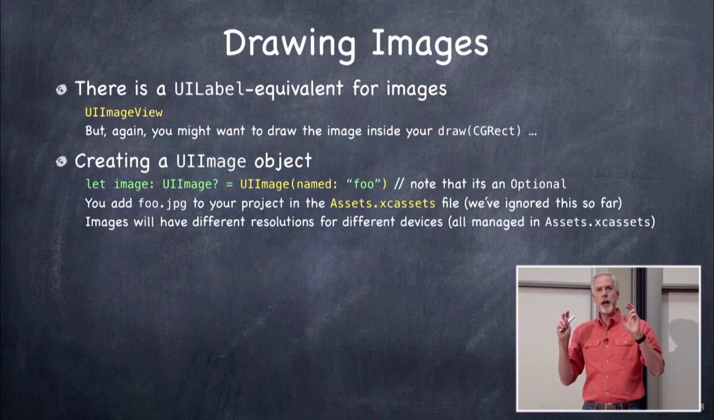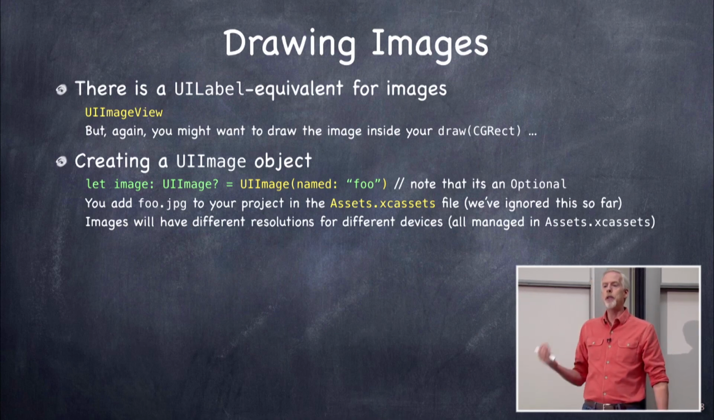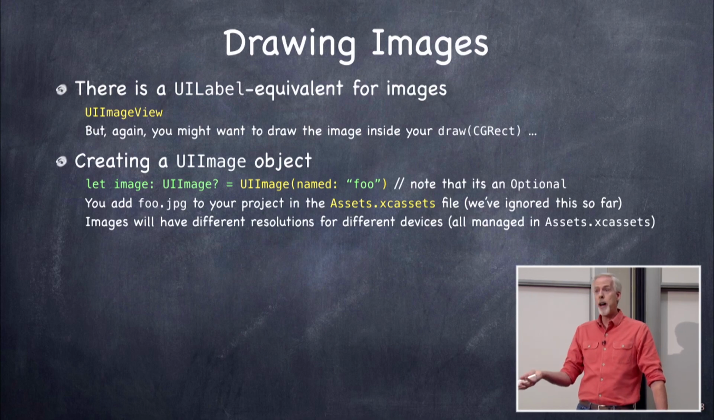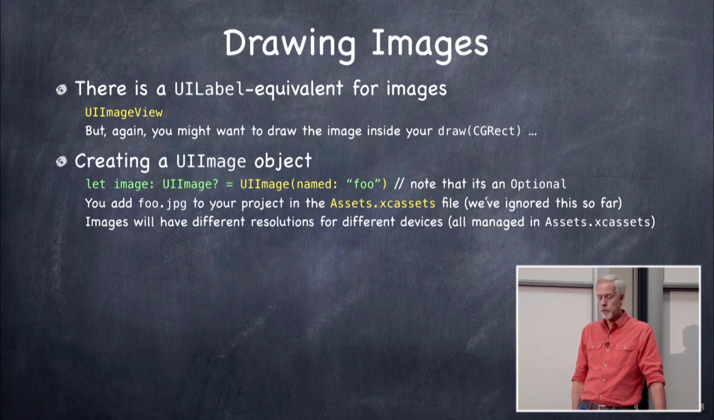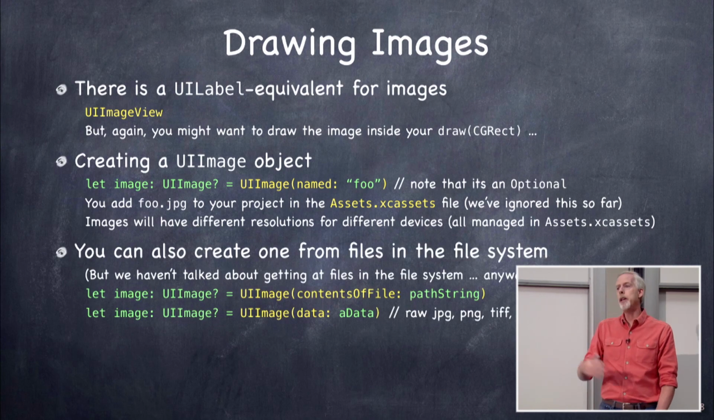Now, this is a failable initializer. It can return nil, and that's because it might not find that particular image in there. So you have to say, usually, if let to do that. How else can you get an image? Well, you can get one from the file system.